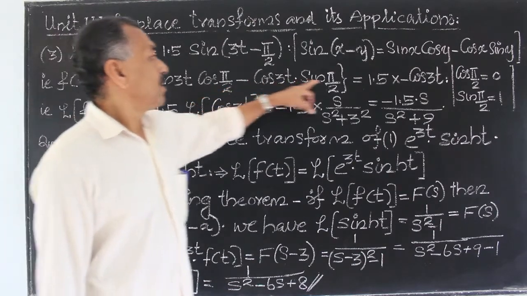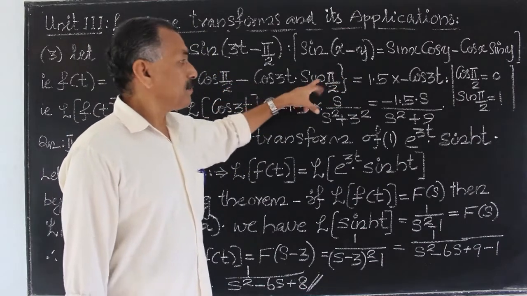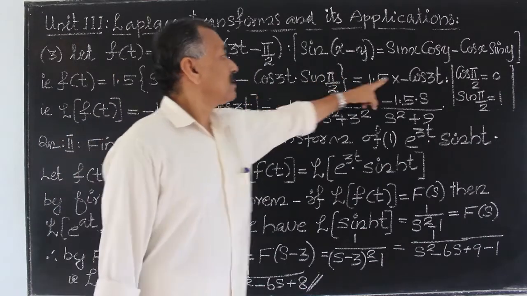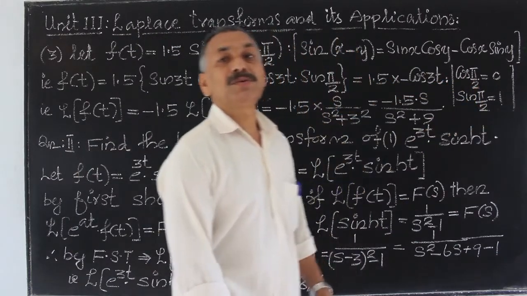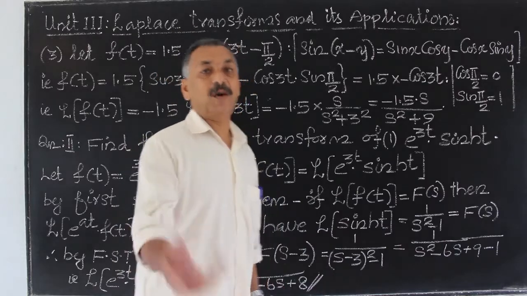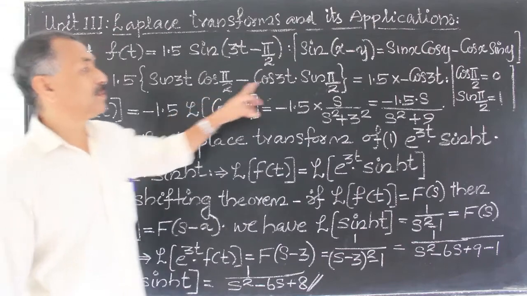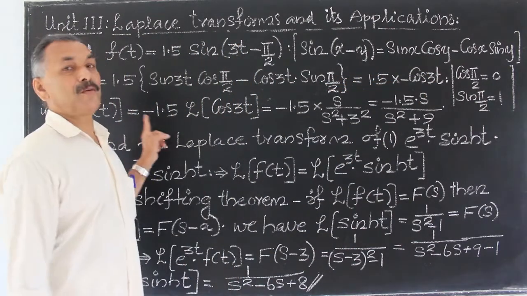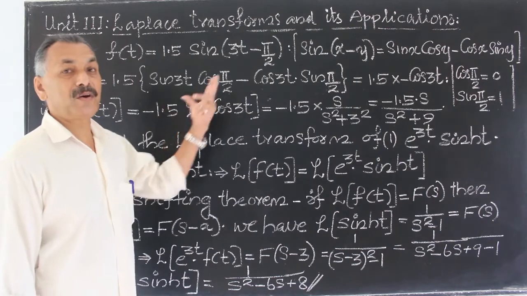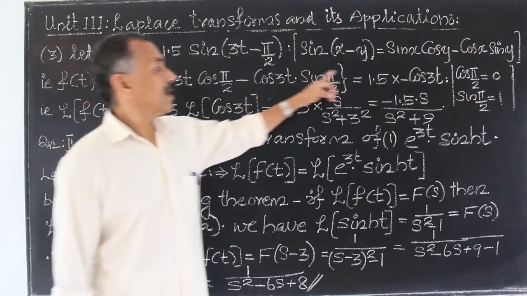That is equal to 1.5 into cos pi by 2 0, sin pi by 2 1. That is minus cos 3t. Cos pi by 2 is 0, sin pi by 2, sin 90 is equal to 1. That is f of t is equal to minus 1.5 into cos 3t. Therefore, Laplace transform of f of t is equal to minus 1.5, constant taken outside, L of cos 3t.